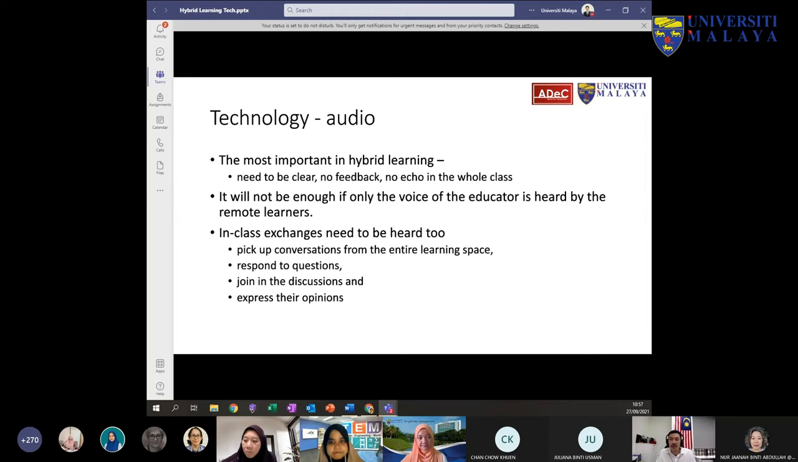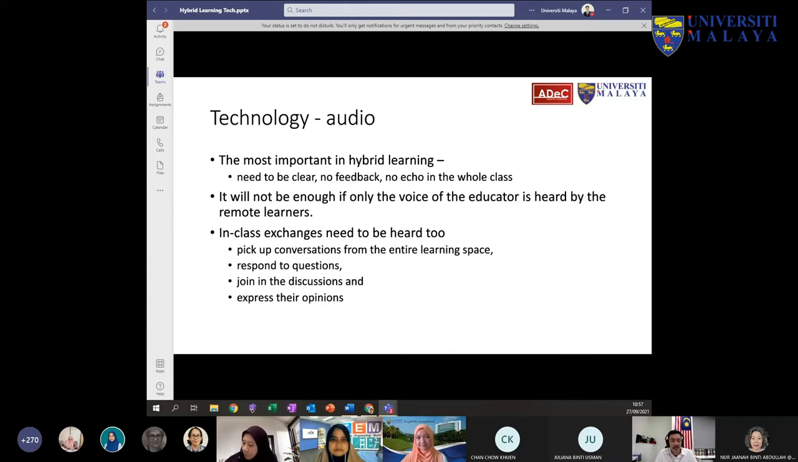But so that's the layout. But I would argue that what's very important is actually the audio. And we got that lesson just now, isn't it? When I was trying to join you in C1, so it is the most important factor in hybrid learning, in remote learning. It needs to be clear. There should be no feedback, and there should be no echo in the whole class, anywhere you are.